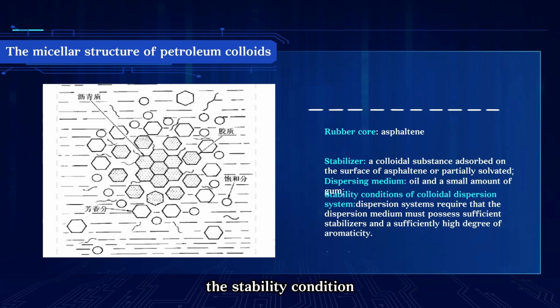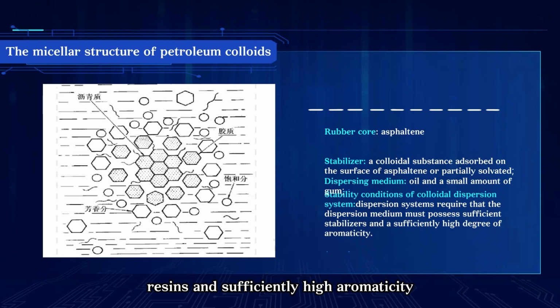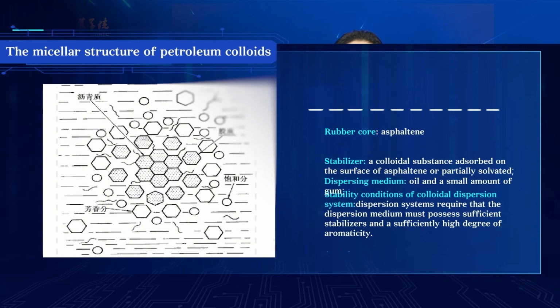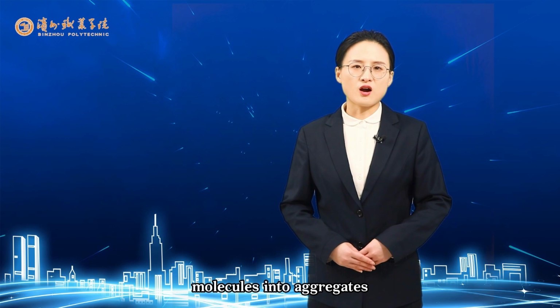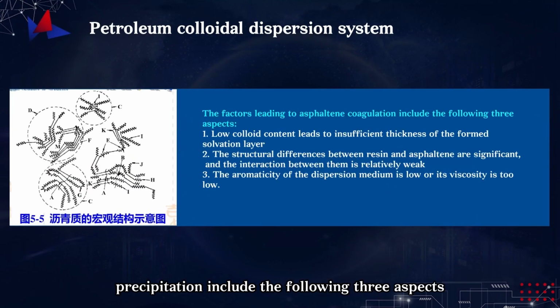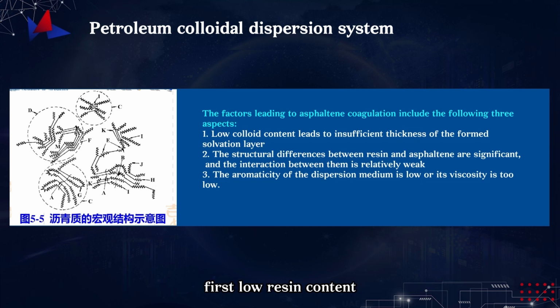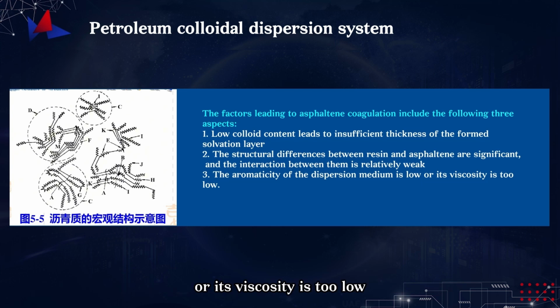The stability condition for the colloidal dispersion system is that the dispersion medium must have sufficient stabilizers, resins, and sufficiently high aromaticity. The presence of resins prevents the further association of asphaltene molecules into aggregates and their tendency to coagulate. Factors leading to asphaltene precipitation include the following three aspects. First, low resin content results in an insufficient thickness of the formed solvation layer. Second, the structural difference between resins and asphaltenes is large, and the interaction force between them is relatively weak. Third, the aromaticity of the dispersion medium is low, or its viscosity is too low.